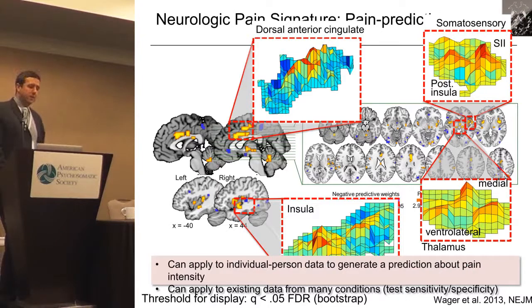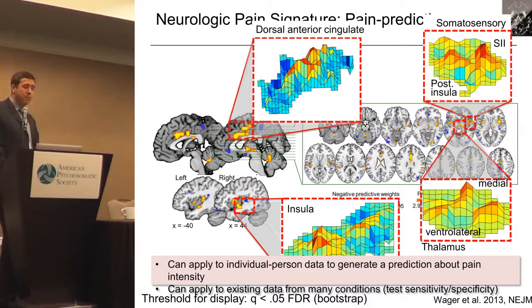I'm going to take a little detour here. I'm going to talk a little bit about this pattern that we developed in the lab a few years ago now, because this is a probe for mechanical pain sensitivity. So we're calling it the neurologic pain signature because that's what the editors of our journal required that we call it. That's really true. And it's just a pattern of activity including many areas that we know and love, like the anterior cingulate, the anterior and mid-insula, the ventrolateral and medial thalamus, posterior, dorsal posterior insula, and secondary somatosensory cortex. And all of these areas play well-established and varied roles in pain.